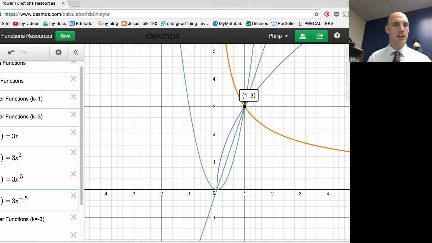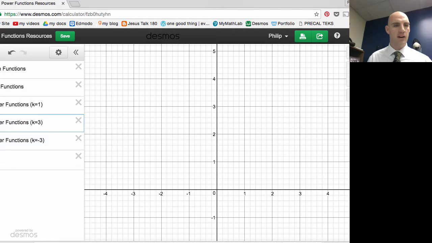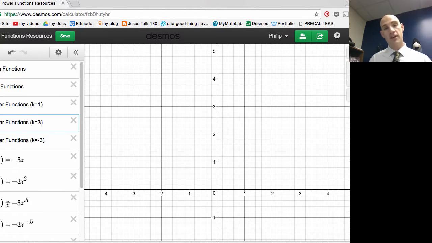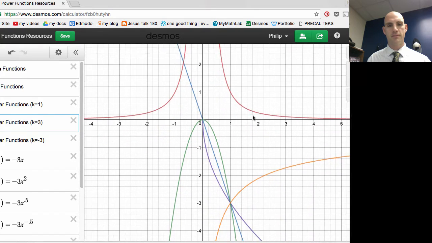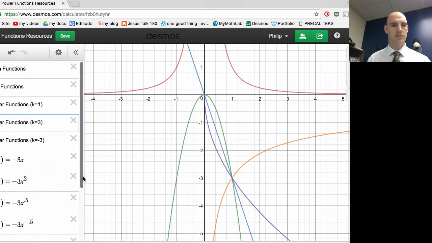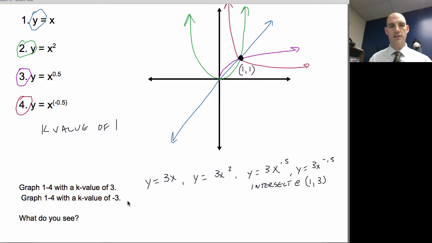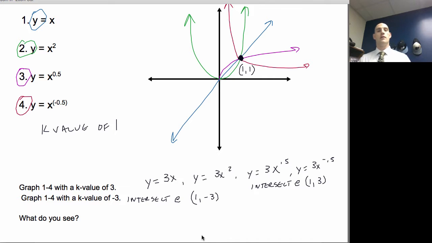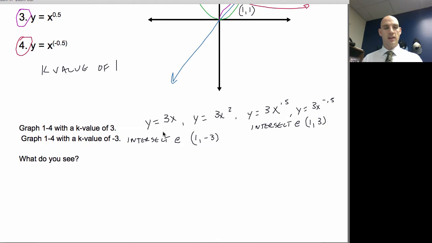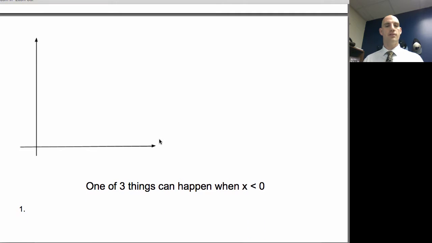So what do you think is going to happen if I graph them all with a k value of negative 3? So negative 3x, negative 3x squared, negative 3x to the 0.5, negative 3x to the negative 0.5. When I graph them all, look at what happens. My k value is negative 3. These intersect at 1, negative 3. My k value tells my intersection of all of this family of functions.